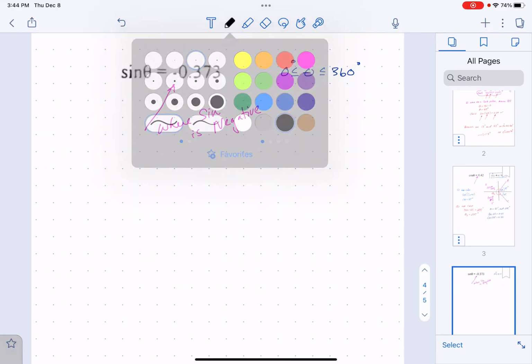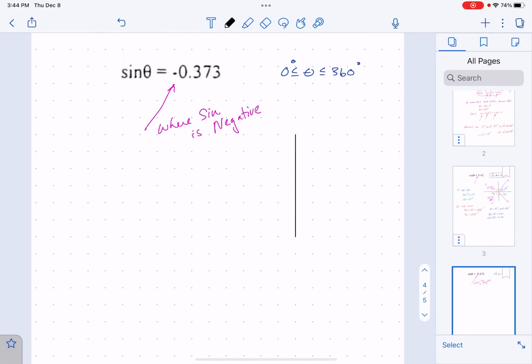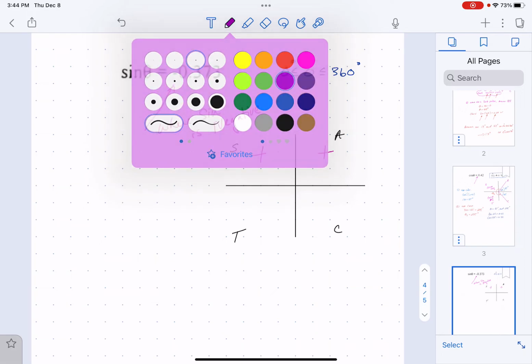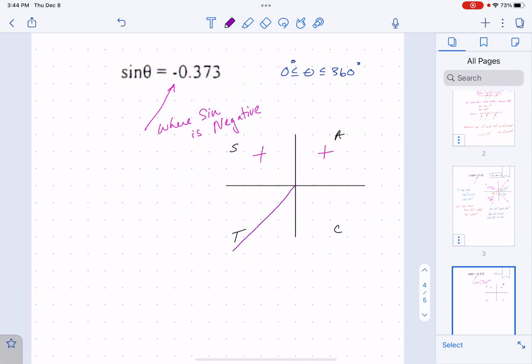So if I think about that a little bit and do my Cartesian, C-A-S-T, I know that sine is going to be positive in here. I know that sine is going to be positive in here. So where I want to be is here and here. And my angles are going to be this one and this one. So that's kind of interesting.